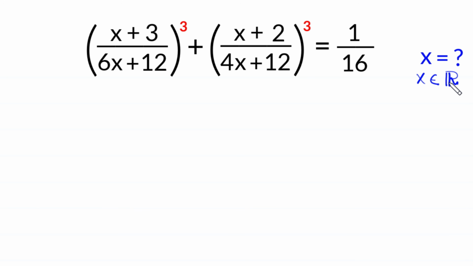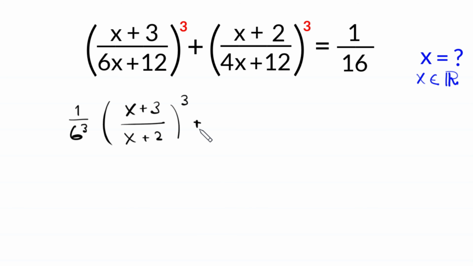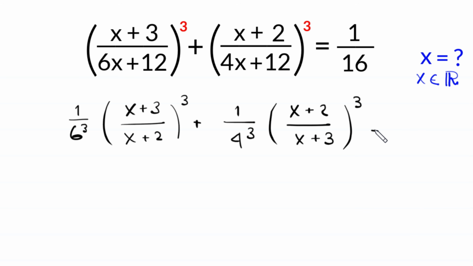So let's start. Since 6 is a common factor in the denominator, we can rewrite this expression as 1 over 6 cubed times ((x+3)/(x+2)) whole cubed, plus, and 4 is a common factor in the denominator, so we can rewrite this expression as 1 over 4 cubed times ((x+2)/(x+3)) whole cubed, equal to 1/16.